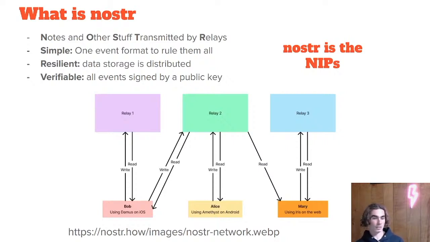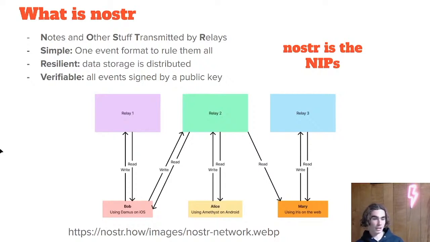It's simple. These words, simple, resilient, and verifiable, are from nostr.how. Nostr is simple: there's one event format. It's resilient: data storage is distributed. So you can see in this graphic here, we have at the top relays, which are pretty much just dumb servers. They store data, and when you ask for it, they'll give it to you. So you can write to relays and you can read from relays. And different relays have different rules. Some of them make you put some proof of work on your notes before you write to their relay.